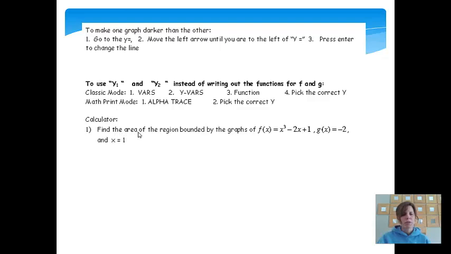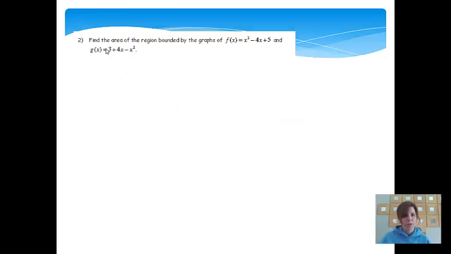I'm actually going to start with example 2. This is going to be a calculator problem. It says to find the area of the regions bounded by the graphs of f and g. If you'd like, go ahead and get your calculator out and graph this, and then come back to me as soon as you're done. I'm not going to actually get out my calculator. I'll just show you what I got when I graphed it.